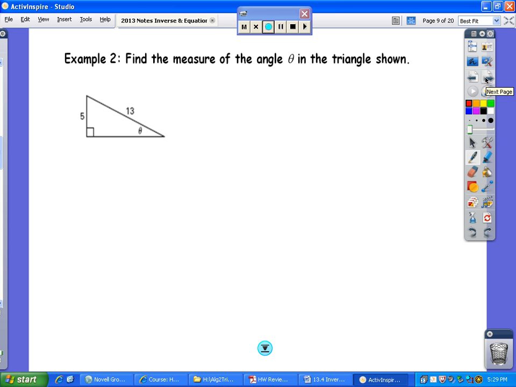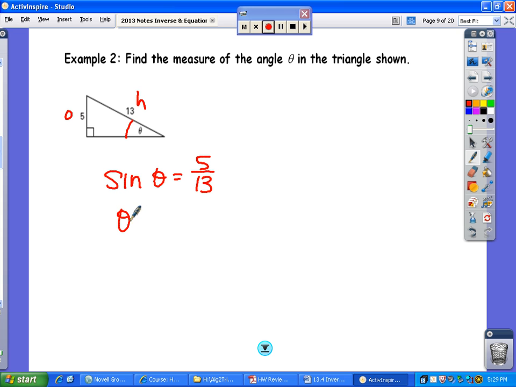All right, find the measure of the angle theta in this triangle shown. So we're looking for this angle measurement. Here's where you're going to have to use a calculator. So this is opposite over hypotenuse, so this is sine. This should be a familiar problem that you did in geometry. So the sine of theta is equal to 5 over 13.